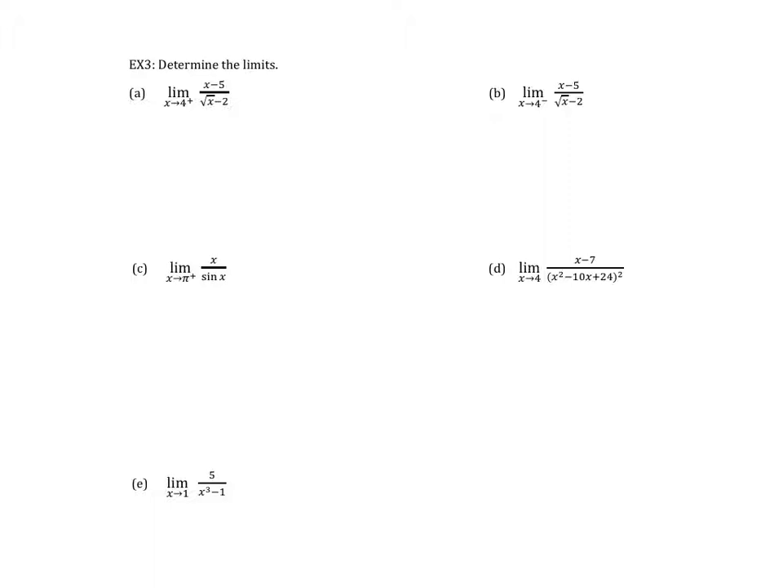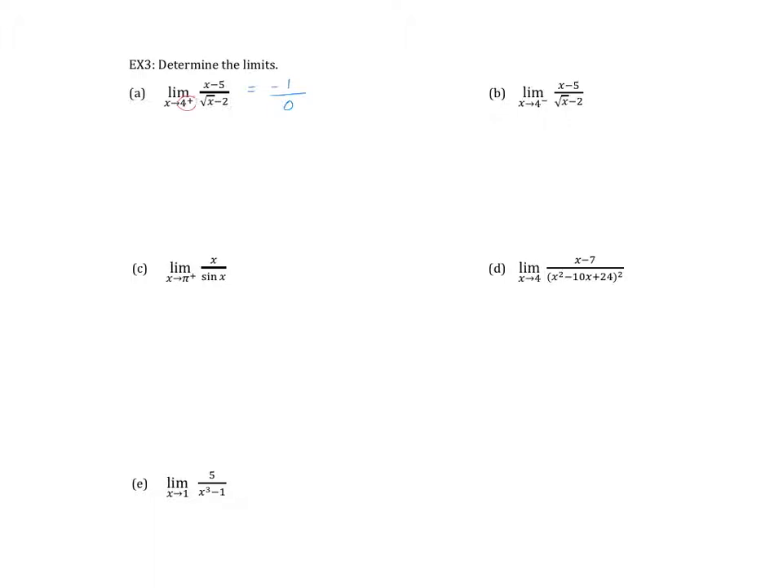In example 3a, I'm taking the limit as x goes to 4 from the right of x minus 5 over square root of x minus 2. So when I plug and chug, when I plug in 4, I get 4 minus 5 is negative 1 over the square root of 4, which would be 2 minus 2. That would be 0. So that tells me that it's going to be negative or positive infinity. I just have to determine if it's negative or positive.